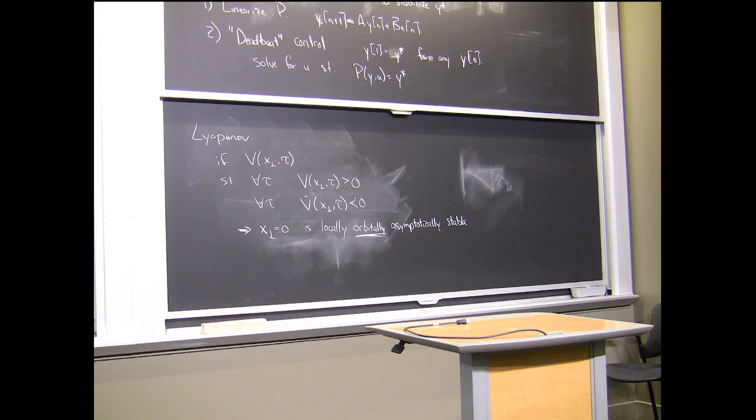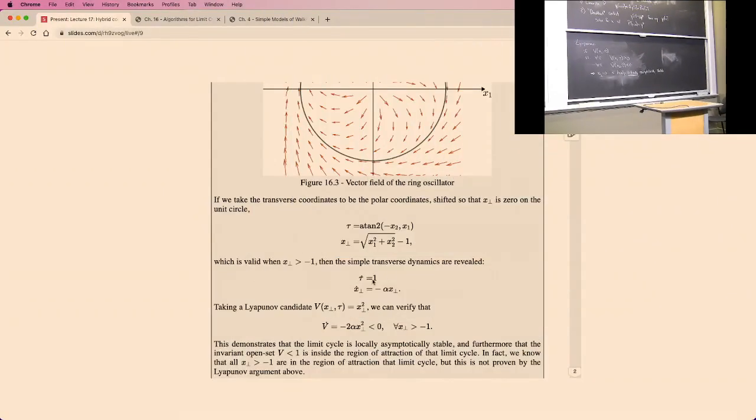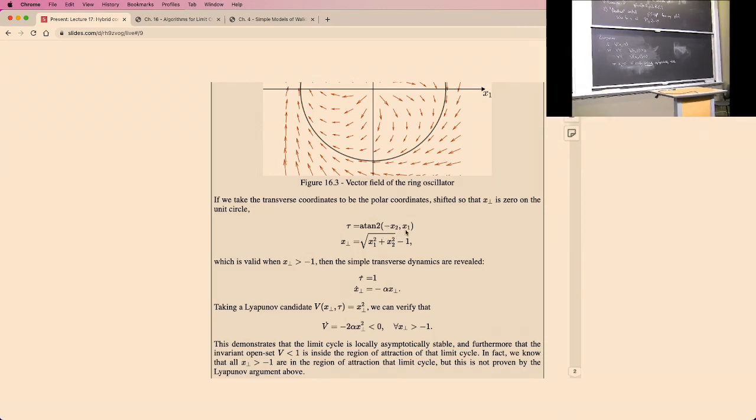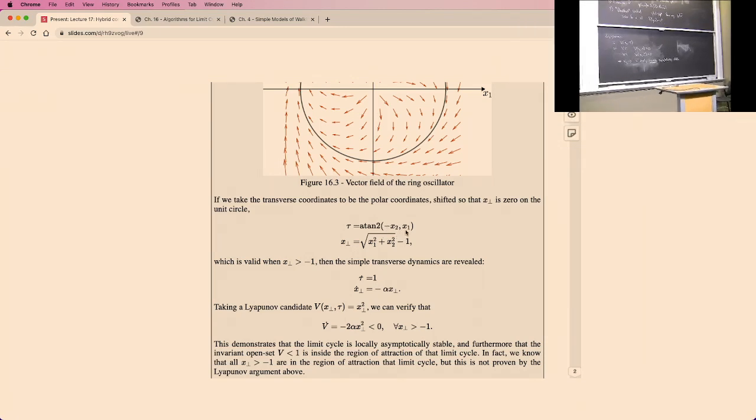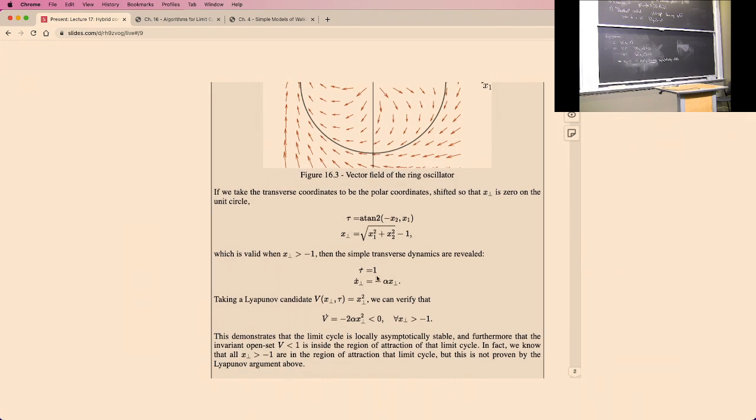Okay, so how does that play out on the ring oscillator? I decided to just pull this up. It's in the notes here, okay. But in the ring oscillator, if you just use the atan, I guess I've missed a negative somewhere there. Negative. Okay, if I define my coordinate systems just like I said, then in that transverse coordinate system, tau dot just equals 1, okay? But what matters is that x perp dot is negative alpha x perp. And a simple Lyapunov argument, a simple x perp squared, is enough to certify that in the region around the attractor.